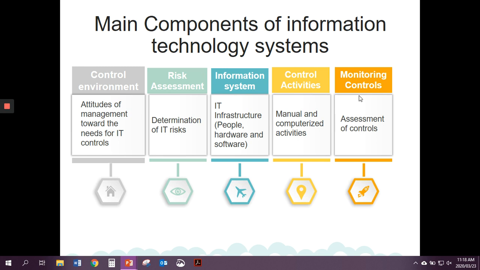And then finally, after the control has been performed, now this is retrospective. So we're looking back on the control. We want to see, has the control worked? Has it identified what it's supposed to identify? And have we gotten the necessary information? So monitoring controls is really after the fact. We're assessing the ability of the control to detect and to meet the objectives of the control.